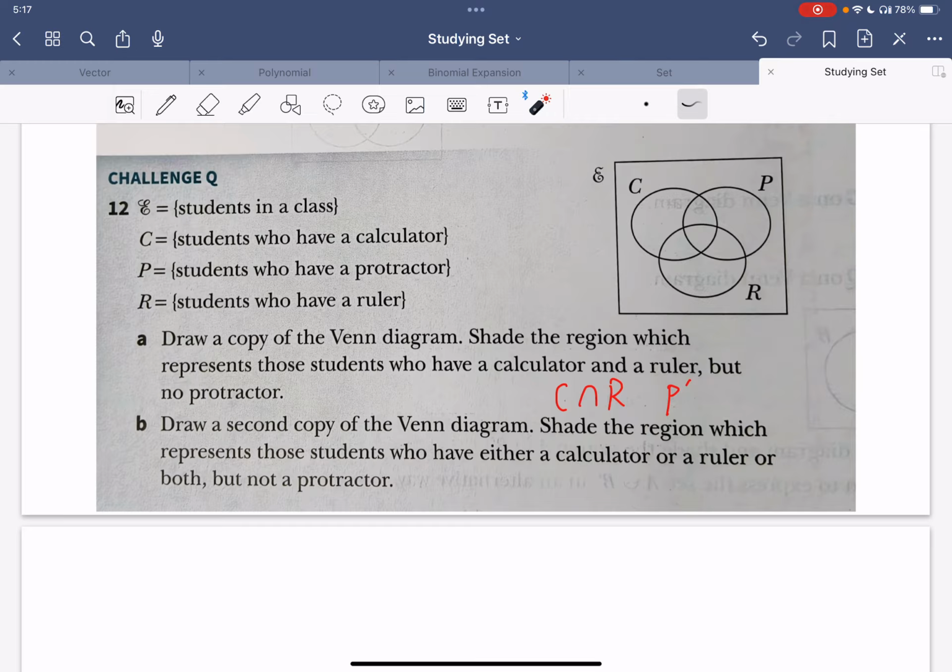So the complement of P is all the area outside the circle P. And what's the intersection area between C and R? C and R is this one, I suppose. Then we just remove the part that lies within the circle P. That is, this part should be removed, right? So the final answer is quite obvious, it is this one.